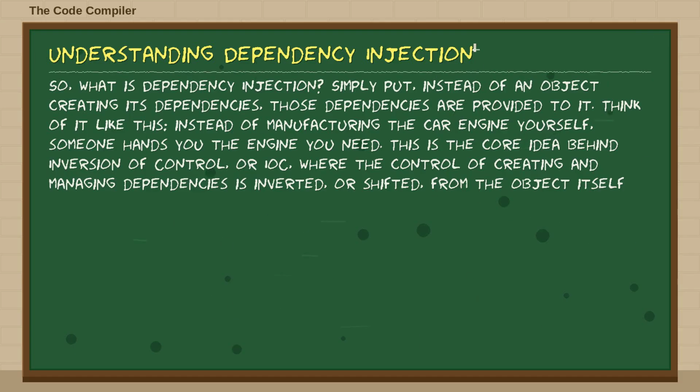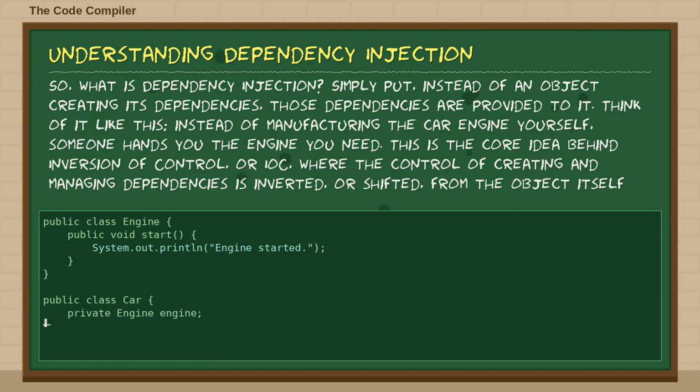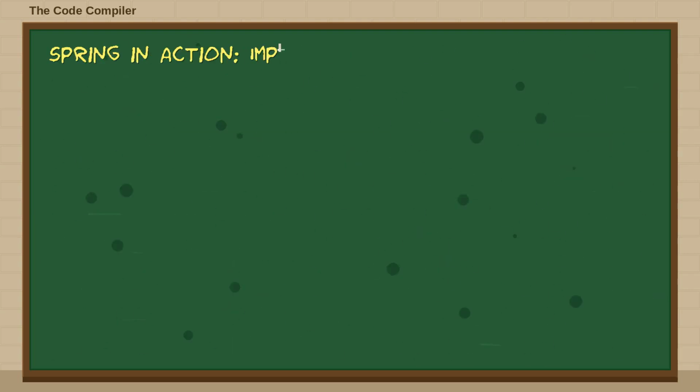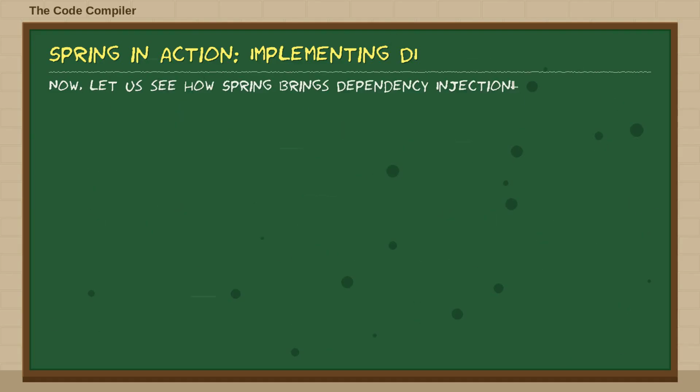The object simply declares what it needs, and Spring takes care of providing it. We will primarily look at constructor injection, where dependencies are passed through the constructor of a class, ensuring that the object is always created in a valid state. Now, let us see how Spring brings dependency injection to life with some simple annotations.